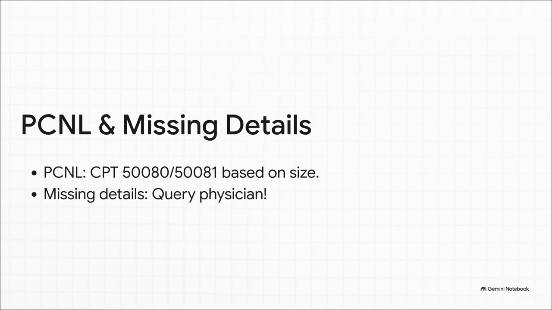Let's break those down. For that complex percutaneous anatomy removing a staghorn calculus, you're looking right at PCNL codes 50080 or 50081, and you'll select between those based purely on the size of the stone. And as for those missing extraction details, your only move, your absolute only answer, is to query the physician before billing. Never, ever guess. As a coder, your absolute greatest defense against an audit or a denial is just stopping the line and asking the physician to clarify their documentation.